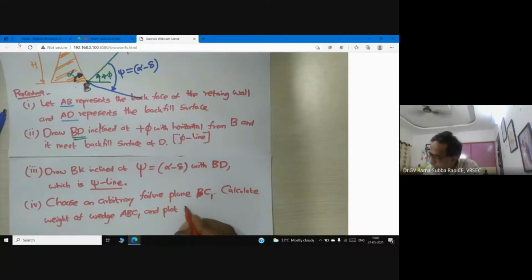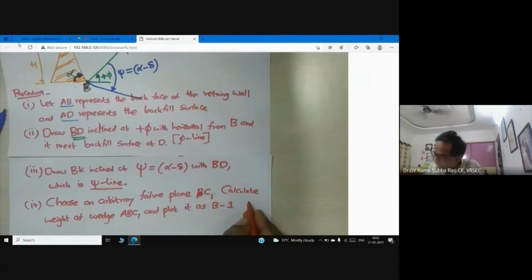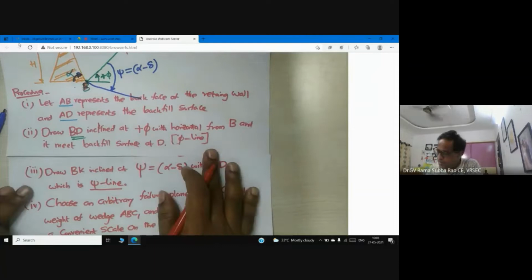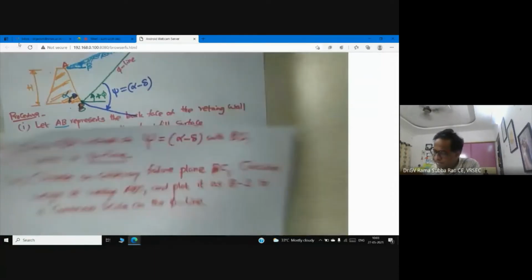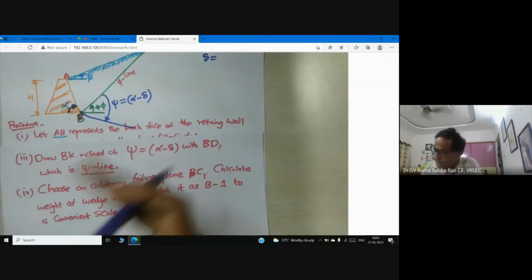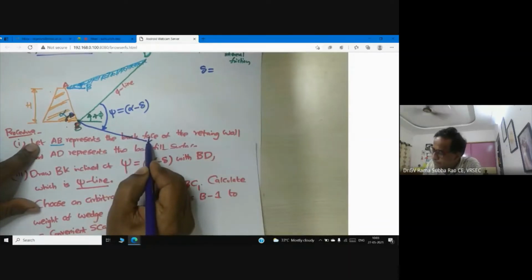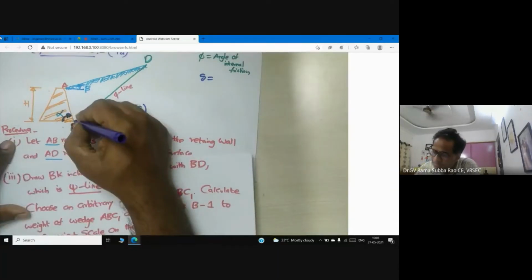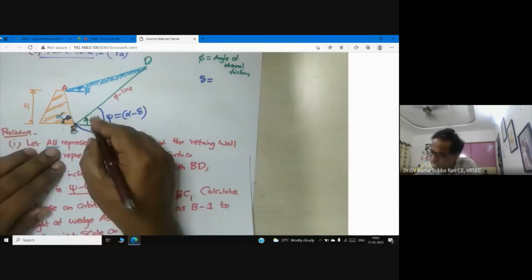Now we just plot it as B1, B-1, to a convenient scale on the phi line. So now what I'm going to do, I will keep it like this. Now choose, see, I have the psi line as well as the phi line. So this is BK, this line is the psi line. Now you see, choose an arbitrary failure surface. So let me choose one arbitrary failure surface.